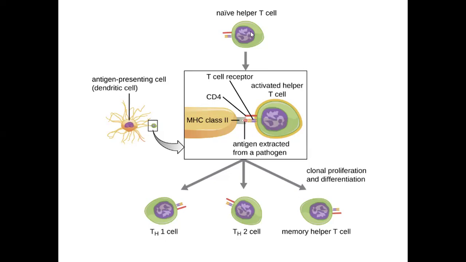And then the naive T helper is activated and starts to proliferate into another kind of T cell: T helper 1, T helper 2, and memory T helper cell. So it proliferates into three kinds of cells. T helper 1, which will take part in the cellular adaptive immune response.